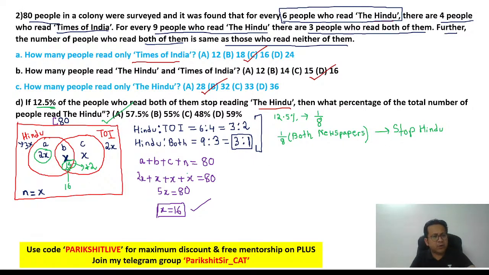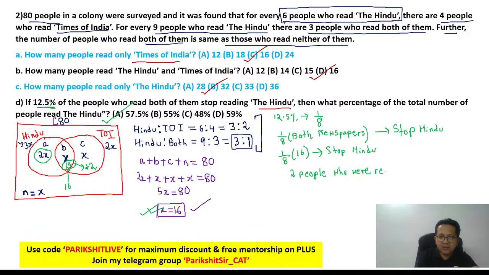Think about it. How many people were reading both newspapers? X. And the value of X was 16. So can I say 1 by 8 of 16 have stopped reading Hindu? So can I say two people who were reading both, what happened? They stopped Hindu. Will you agree?